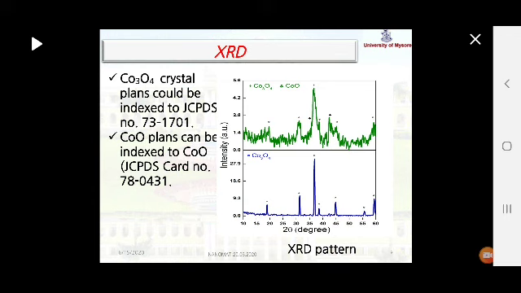The pristine sample shows high crystallinity, and the sizes of the nanoparticle and nanocomposite have been determined. For the nanoparticle, it showed around 16 nanometers, but for the nanocomposite, it shows around 9 nanometers.